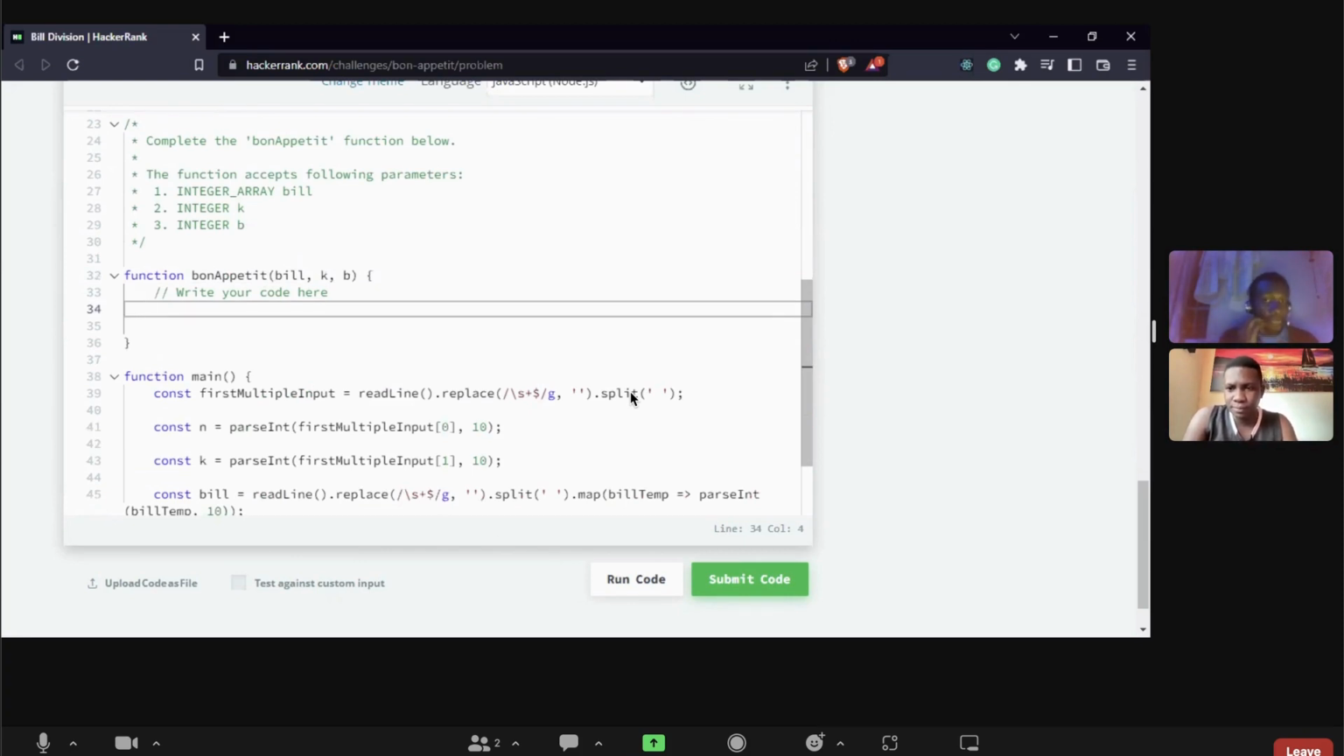So we have the bill, K, and B. So the first thing we should do is, of course, iteration. We should iterate through the array to get the K so that you can remove the index. The other way is to filter it using bill.filter. So let's use the looping.